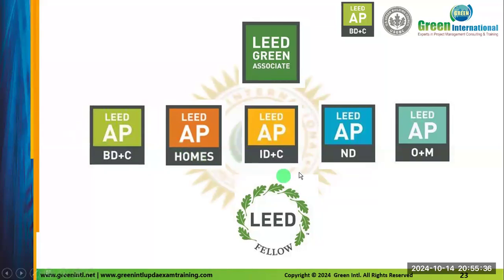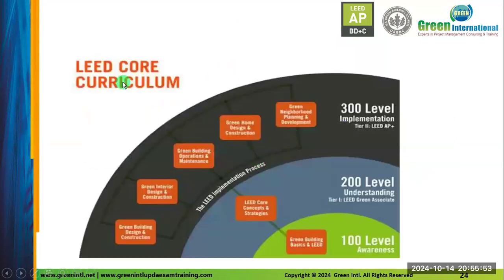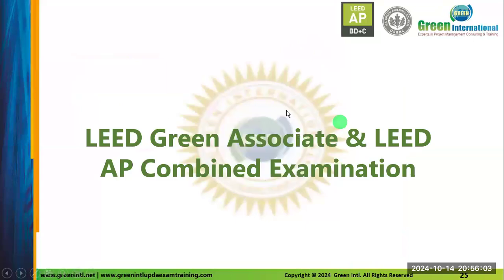I'm not speaking about LEED for Homes, ID plus C, ND, or O plus M. For sure, you know that Homes is for small homes, ID plus C for interior design and construction, ND for neighborhood development, O plus M for operation and maintenance. Okay, this is the LEED core curriculum about awareness and core concepts. It's not really necessary to know, so forget about this one.